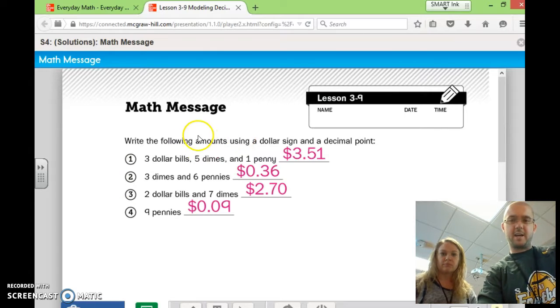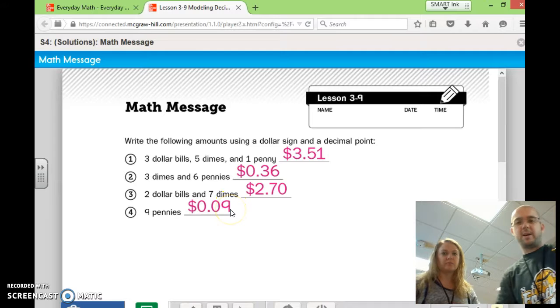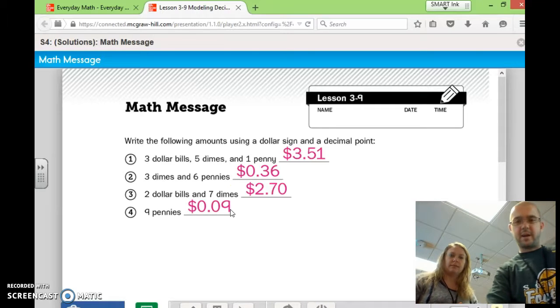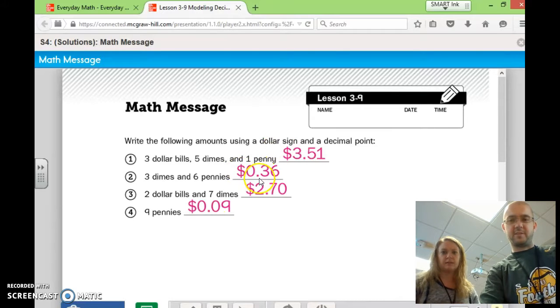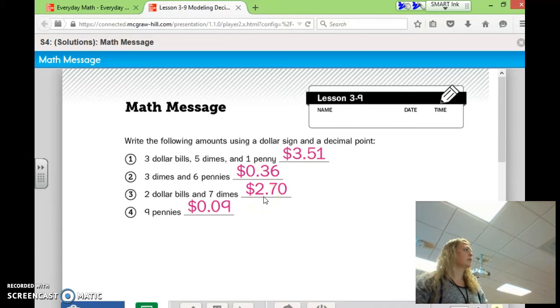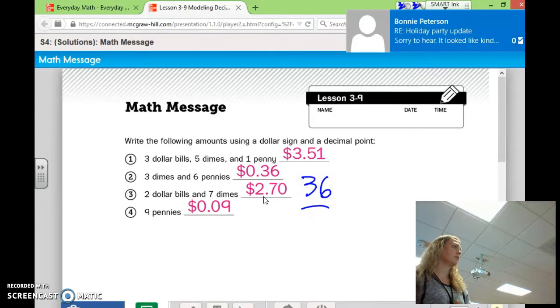So it helps to kind of talk about money. If you have 9 pennies, that's like saying that you have 9 hundredths of a dollar, which is like 9 cents. Right. Or if you had 36 cents, that's like saying you have 36 hundredths. So we could write that as a fraction like this.